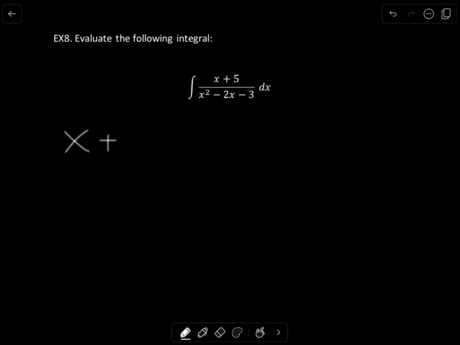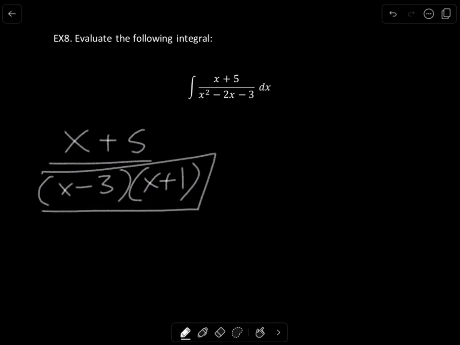So we have x plus 5 over, factorizing that denominator, it's going to give me (x minus 3)(x plus 1). Now, we always look at the denominator to classify it as one of the 4 cases. In this case, I have x minus 3, that's linear, it only occurs once. I also have x plus 1, it's linear and it only occurs once. That means this is case 1.